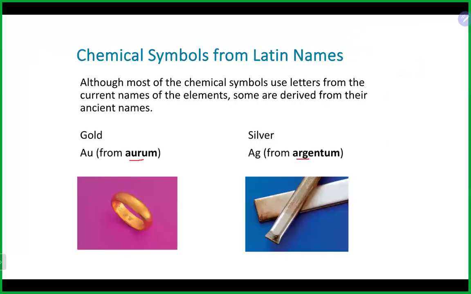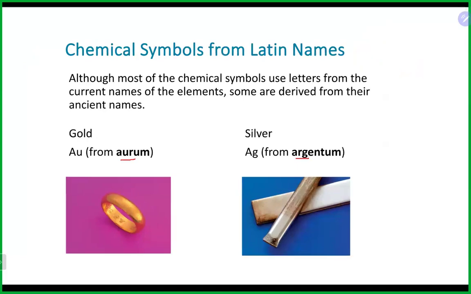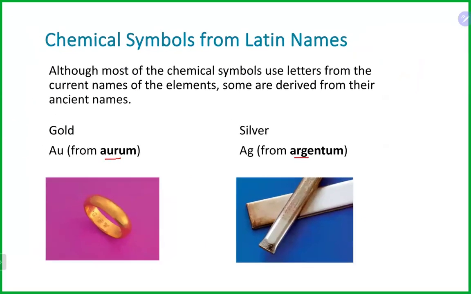As you can see here, again, some of the origins of these names. Some are Latin names, which is aurum, which is where Au comes from for gold. Silver as well. That is, again, the root of where we get that A and G coming from.